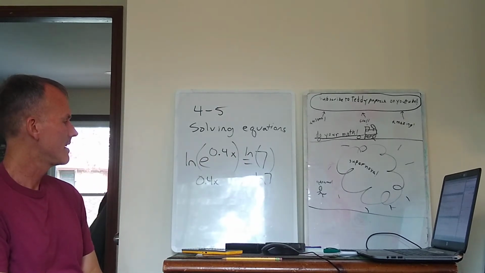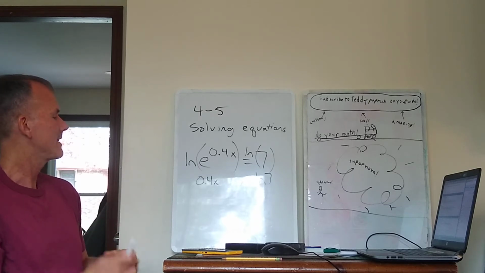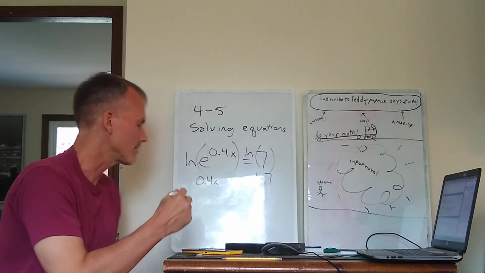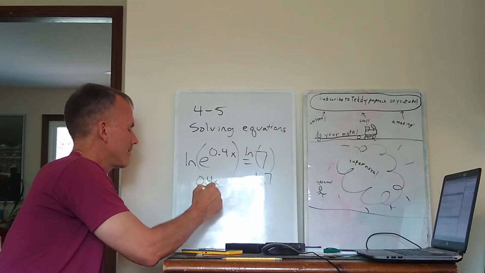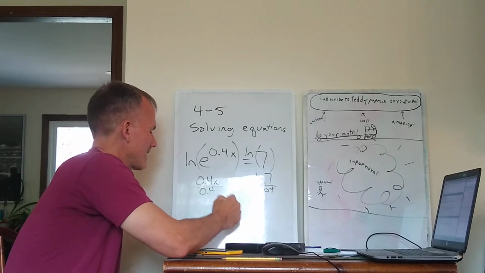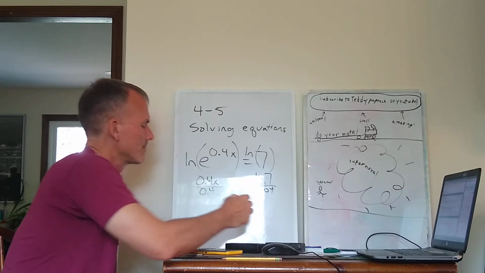And now you can see that there's just one simple step left to isolate x, and that's 0.4 times x. To undo multiplication by 0.4, I'm just going to divide by 0.4 on both sides. So again, x is natural log 7 divided by 0.4.